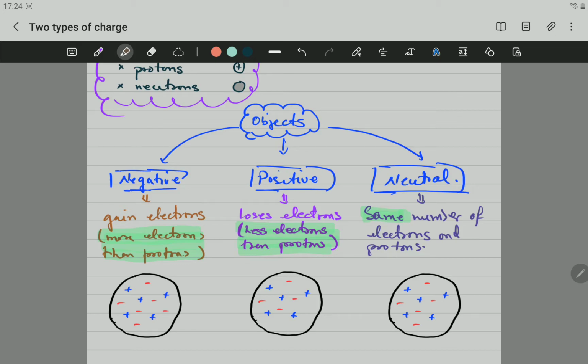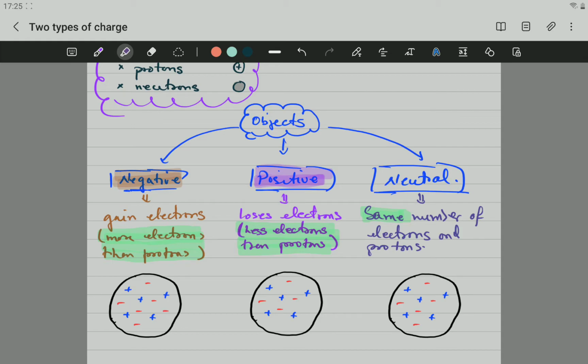An object is going to be negative when it gains electrons, when that object has more electrons than protons. When is an object going to be positive? An object is positive when it has lost electrons, when it has less electrons than protons.